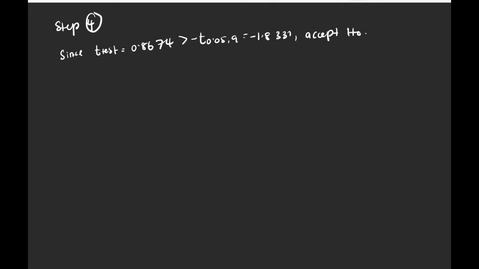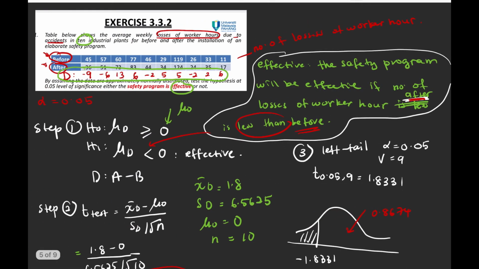Okay, so we write down, since t-test is equal to 0.8674 is greater than t 0.05, negative 1.8331, you accept H null. Okay, you accept H null. So what will happen if you accept H null? Look back here. Now I accept H null, so I discard my H1. I reject my claim. I accept H null. So I do not support my claim.